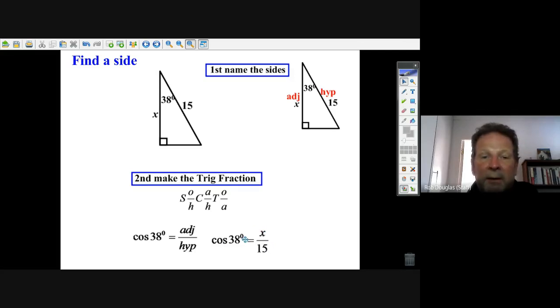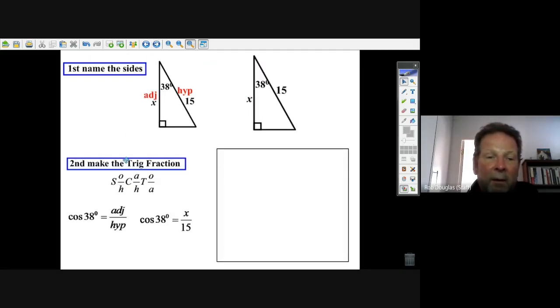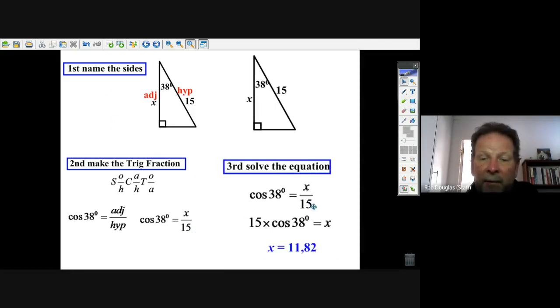Now all we have to do is solve the equation. So we've got cos of 38 degrees equals x over 15. Well, x is being divided by 15. All we have to do is multiply both sides by 15, and we get what x equals. So 15 times the cosine of 38 degrees, just put that in your calculator, x must be 11.82 units. Your calculator just tells you that. And that's all there is to it.